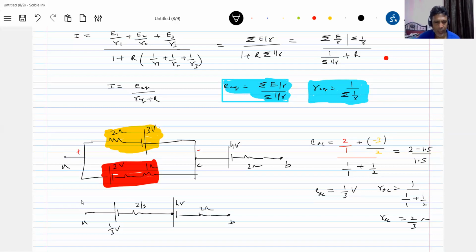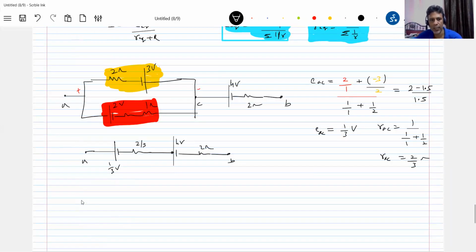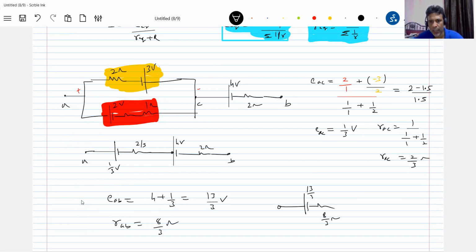So if you write VAB, no? The EMF will get added up. So equivalent EMF, EAB should be equal to 4 + 1/3. 4 × 3 = 12, 13/3 volt. What about RAB? 2 + 2/3 = 8/3. So the equivalent cell should be this much here: 8/3 ohm, 13/3 volt.